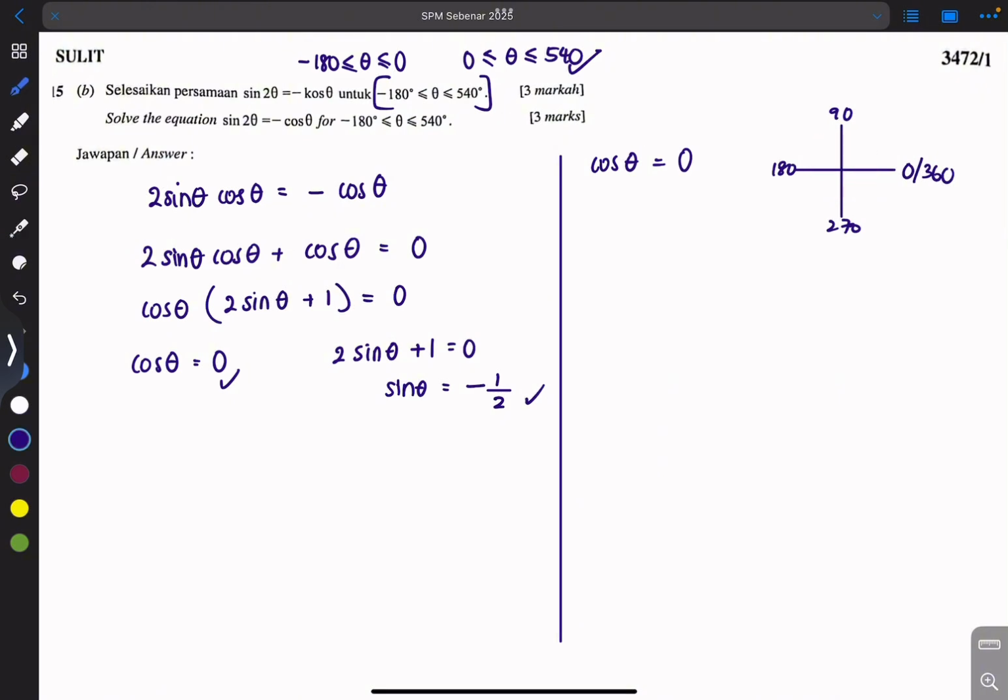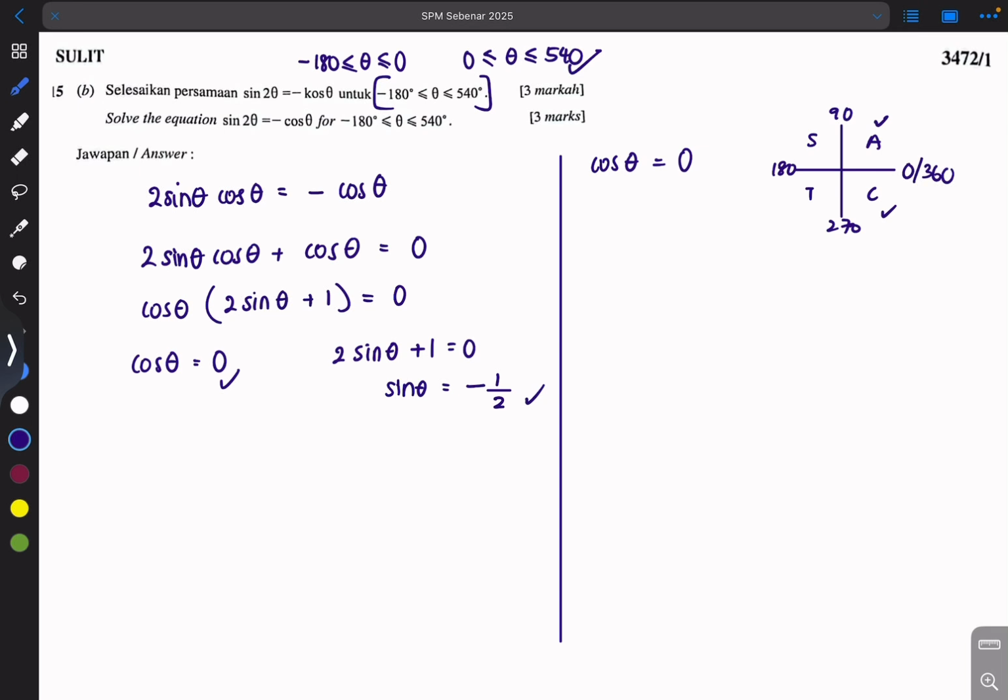So cos theta is 0. Let's assume cos theta is positive. Whenever we get 0, we just take positive. So cos is positive in this quadrant and this quadrant. So here itself, we must get 3 answers, because in the first round we will get 2 answers, and then in the second round we will get another answer here.